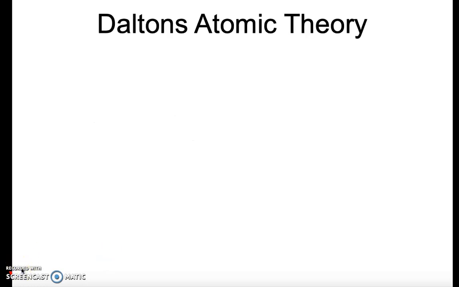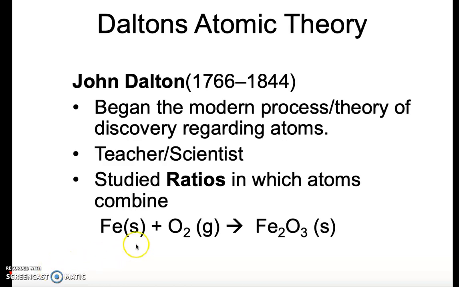Now, moving down in history, the next important scientist comes from Dalton's atomic theory. His name is John Dalton. He began the modern process, the theory of discovery regarding atoms. He was a teacher slash scientist, and he studied something very important. He studied the ratios in which atoms combine. Okay, that's very important. So if you look at this equation right here, you can see you have two irons attached to three oxygens. Every time iron is oxidized, you get this formula. And he studied many other ones too.